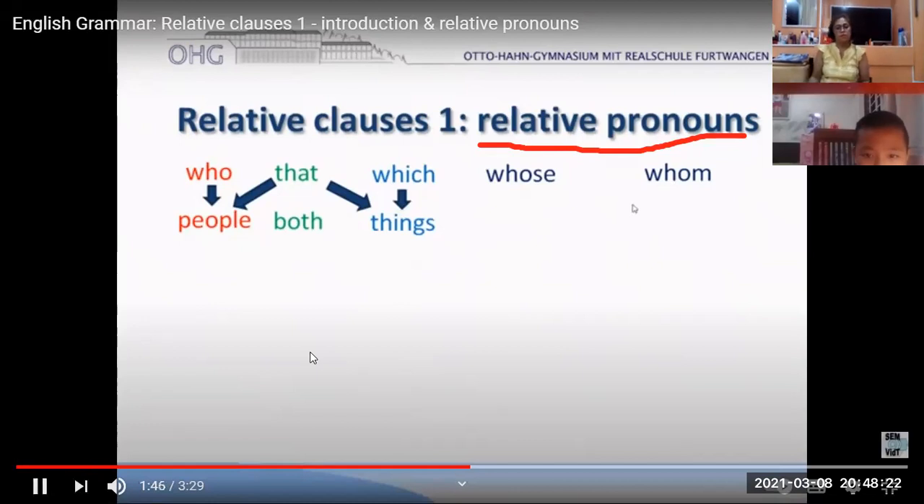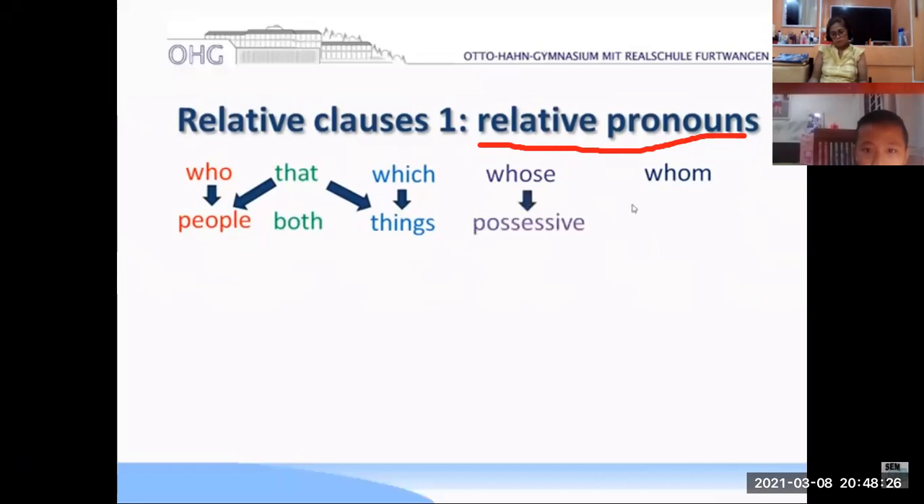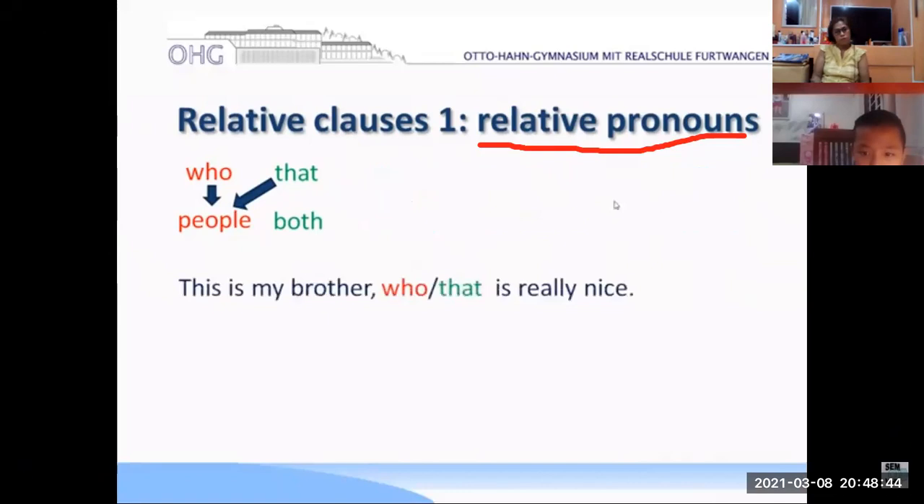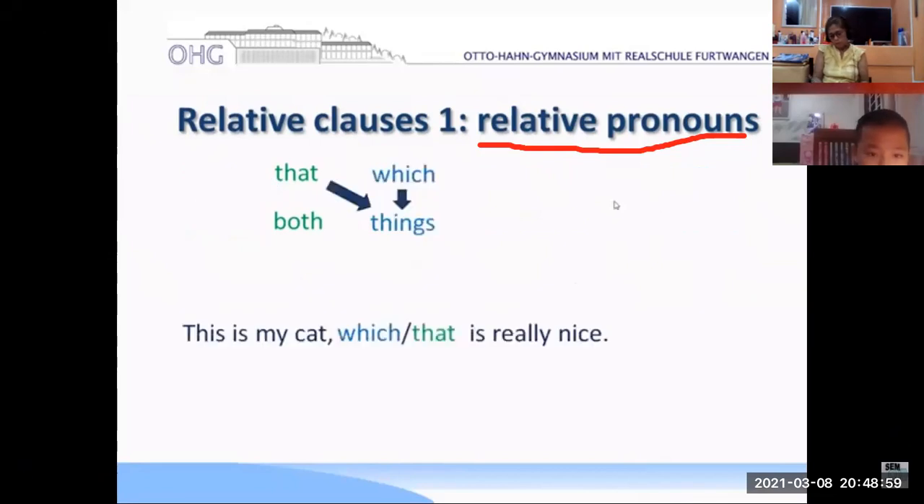Pretty much always right. Then we have whose, that is possessive. And then whom is objective. Okay, now example: this is my brother, who is really nice, or that is really nice. And that talks about people and things, so we can use it here. And my brother is a person. Doesn't matter if you like him or not. Next example, this is my cat, which is really nice.